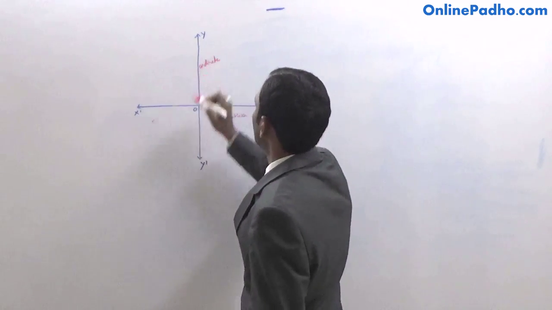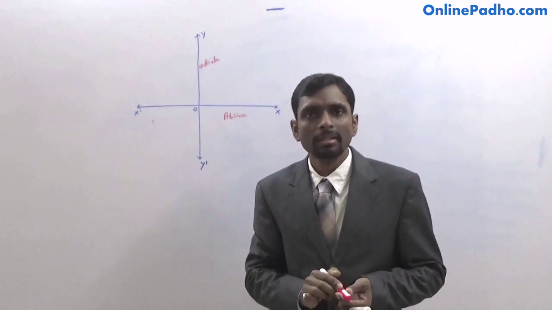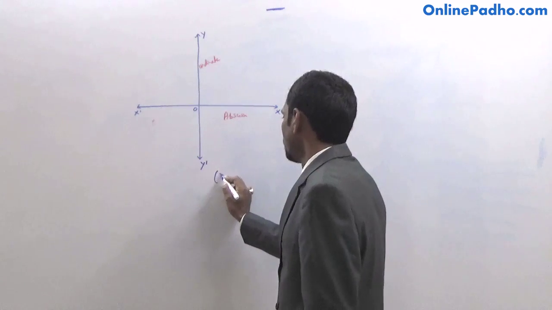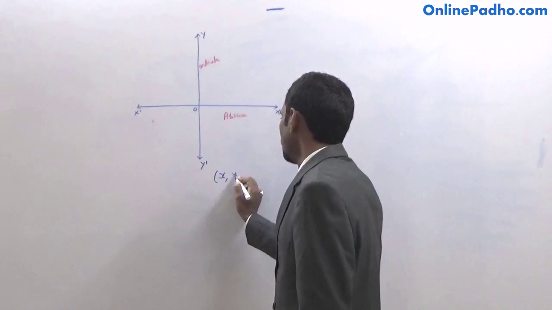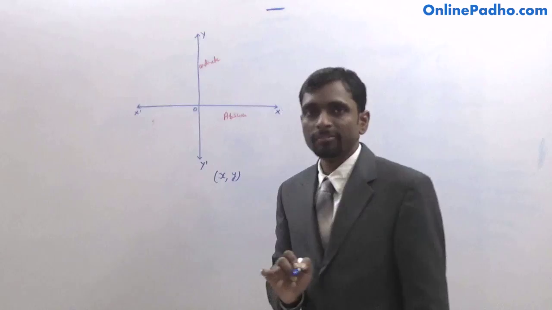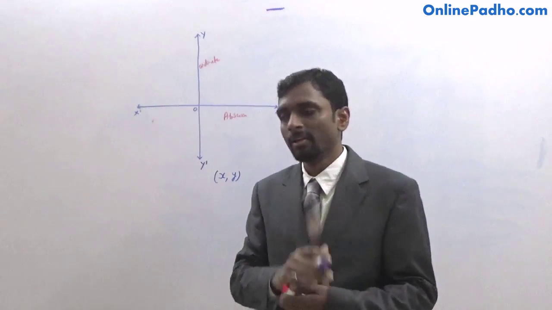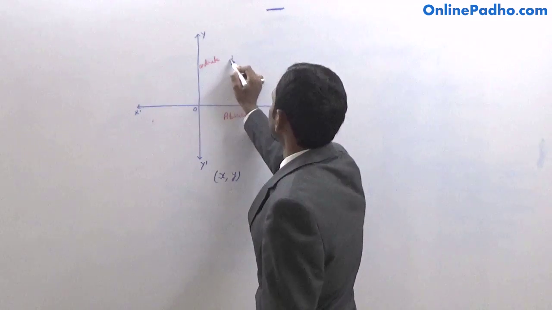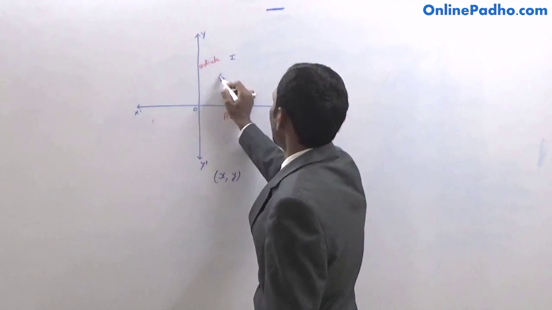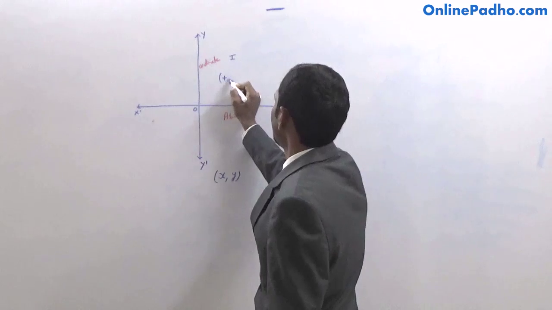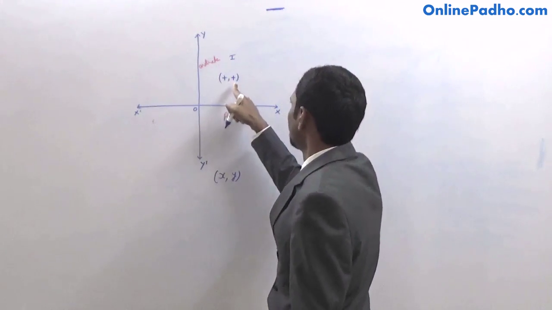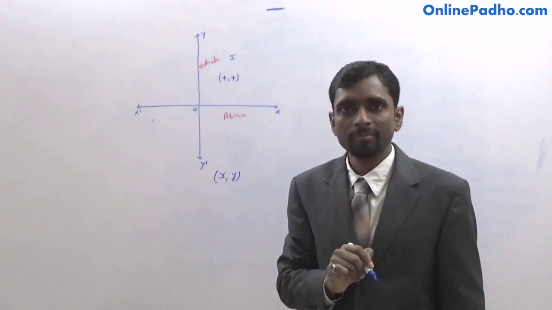Every point should be written as abscissa, comma, ordinate. Means first you have to write the x coordinate and then the y coordinate, right? First x coordinate, then y coordinate with a comma, right? So in the first quadrant, every point should be positive, positive. Means x is positive as well as y is also positive, right?